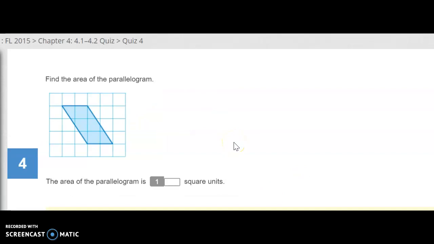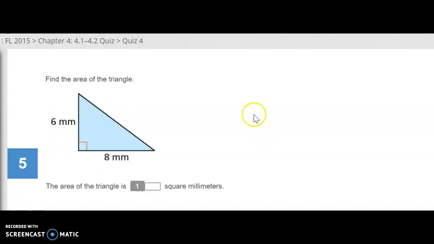Okay, so this is problem number 4. And if we look at it, we have 2 squares going across and 3 squares going down. So when we multiply 3 times 2, we come up to our answer of what the parallelogram is. Okay, for problem number 5, we're looking at the area of a triangle.